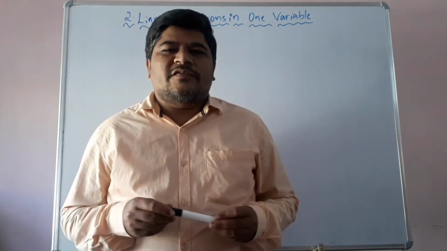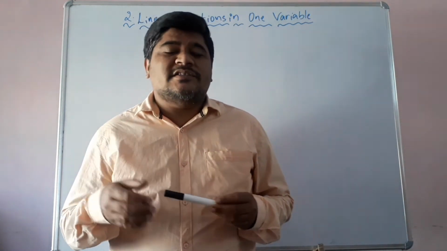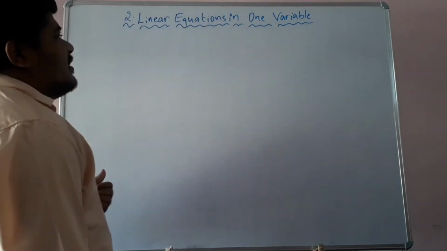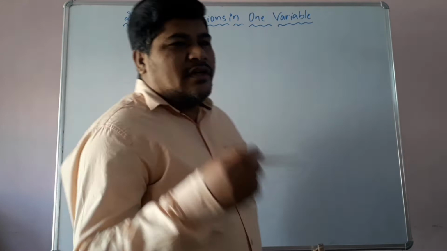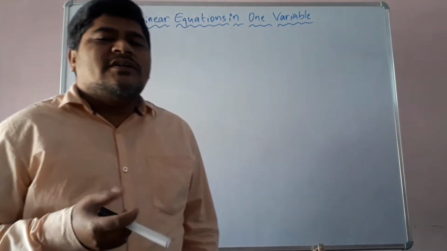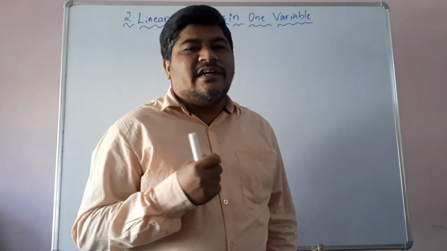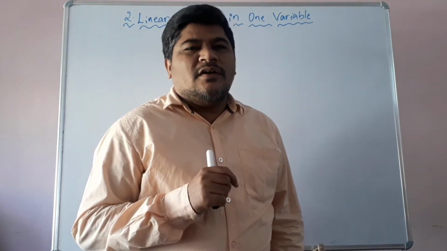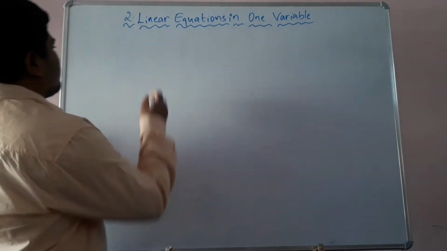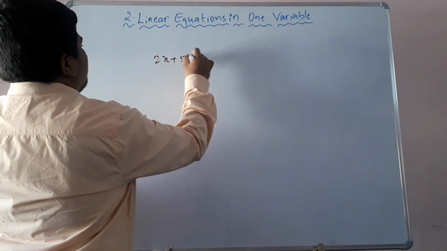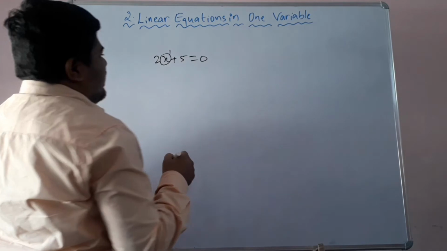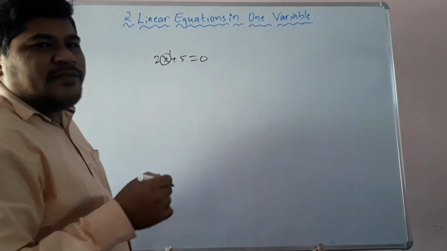So students, today we are going to discuss the second chapter, linear equations in one variable. So children, linear means first degree equations, and those equations must have one variable. Now suppose 2x plus 5 is equal to 0. It has only one variable x and the degree of this equation is 1. So this is a linear equation in one variable.